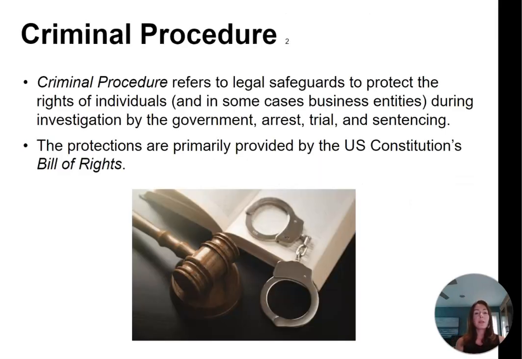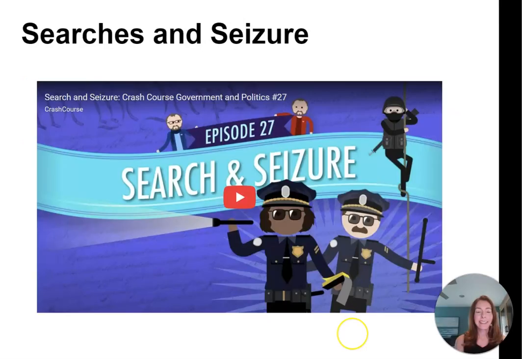All right, so criminal procedure, right? This is a section of your chapter. There are legal safeguards to protect the rights of individuals. They're primarily provided by the U.S. Constitution's Bill of Rights. Okay, so for searches and seizures, I'd like you to watch this PBS video, which will be posted on the course webpage. And I think it gives a good overview of the law regarding search and seizure.